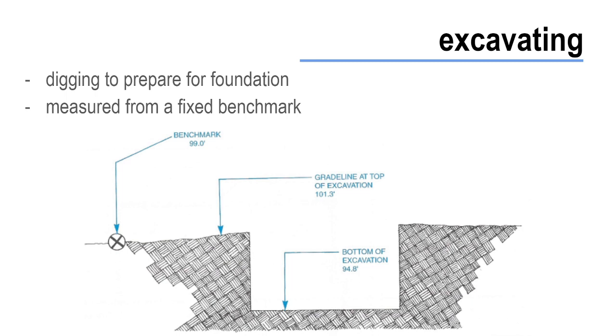Only in a case of a real coincidence is the benchmark at the same elevation as the surface point of the ground where excavation is to be done. It's really just not going to happen realistically. So the actual depth of excavation is the difference between the elevation at the surface of the ground and the elevation at the bottom of the excavation.